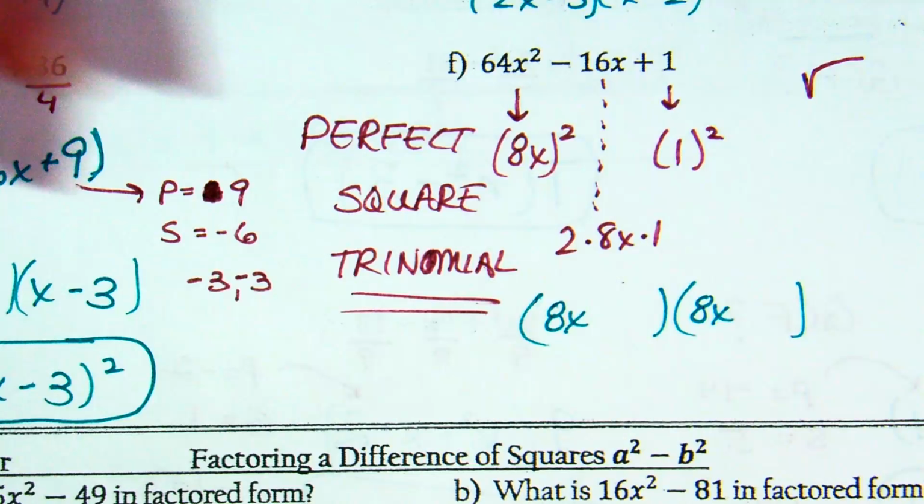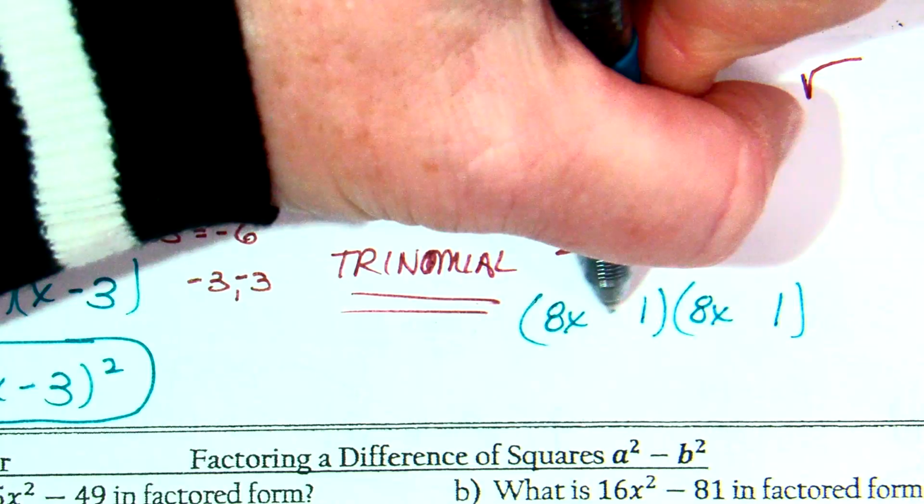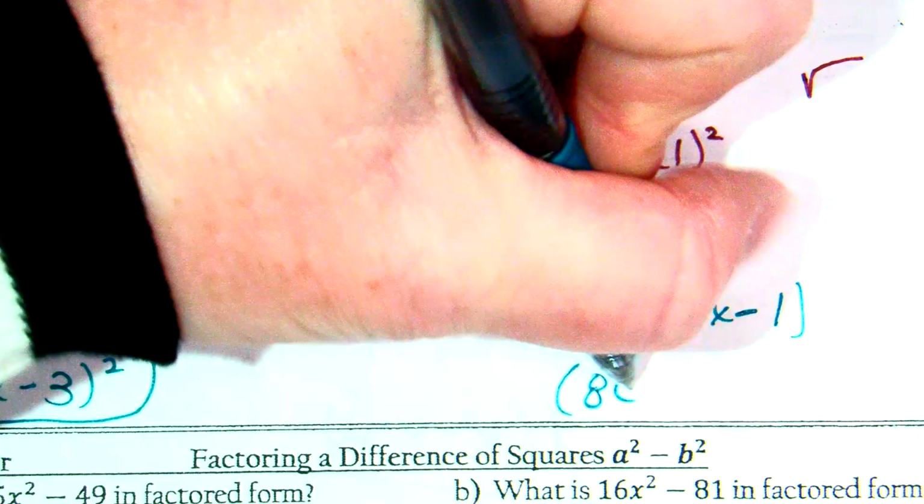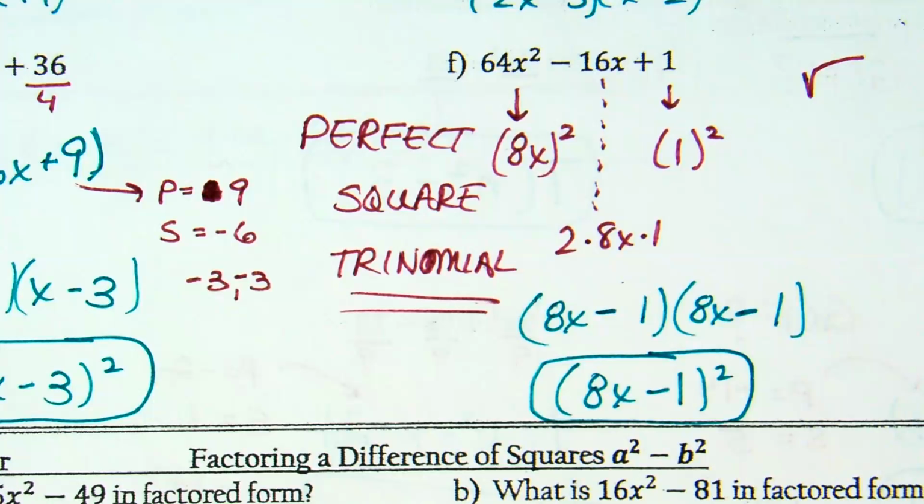My middle sign is negative, so these signs are negatives. Or in other words, I can write the answer 8x minus 1 quantity squared. I'll let you write that, and then I'll make sure that we see that.